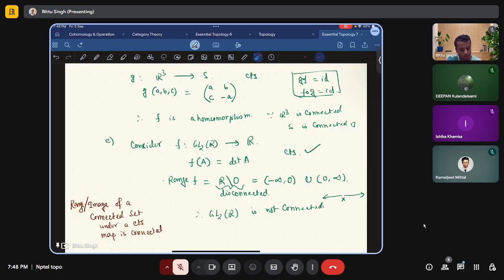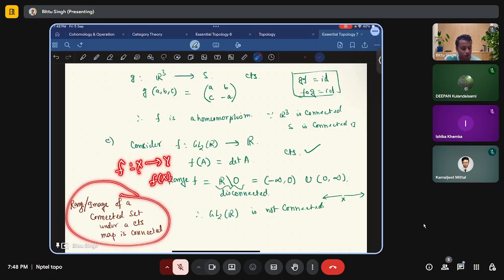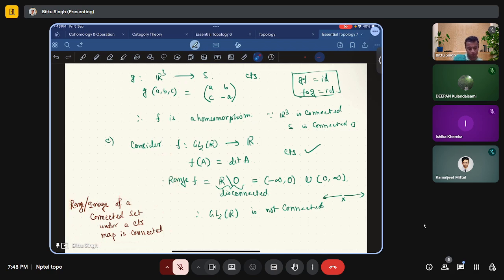Contrapositive statement, right? F maps X to Y. If X connected implies F of X connected, then F of X not connected, F of X is disconnected, implies X is disconnected. Is it clear? The contrapositive statement. So F of GL2R is disconnected. Therefore X must be disconnected.